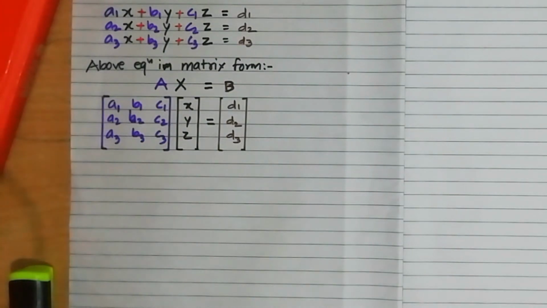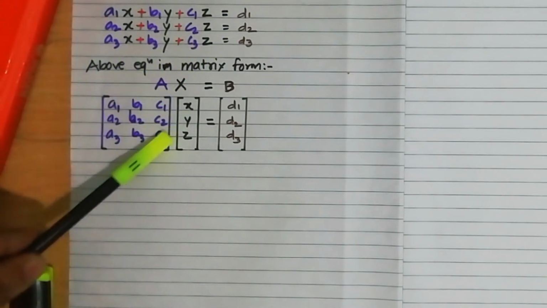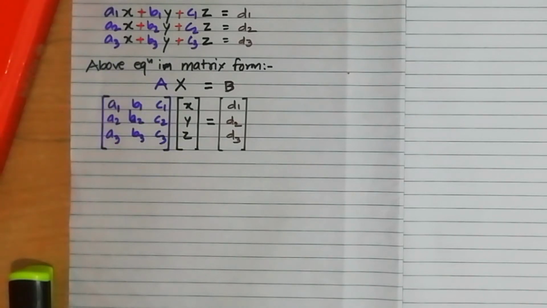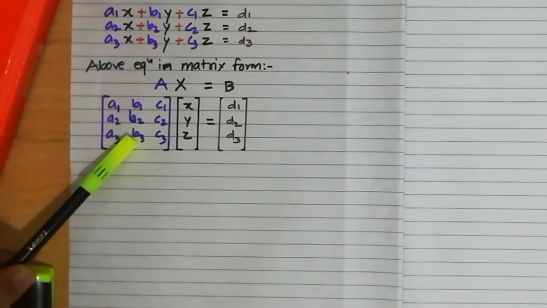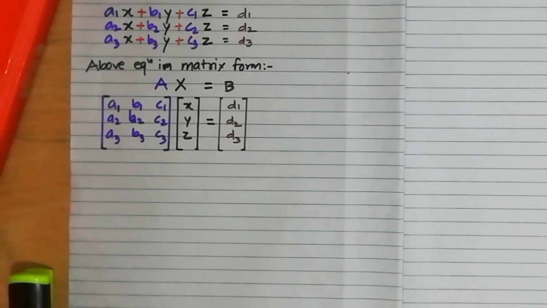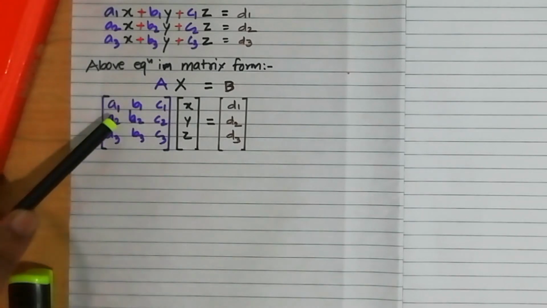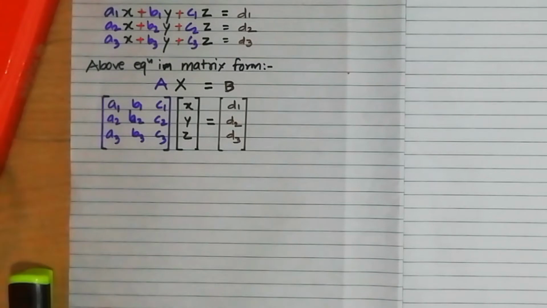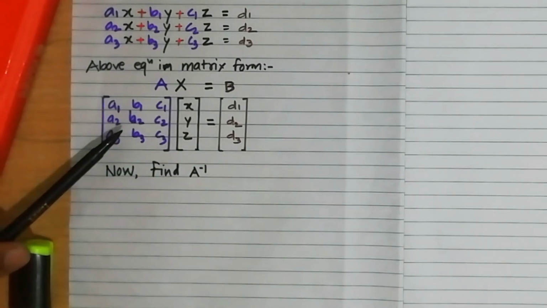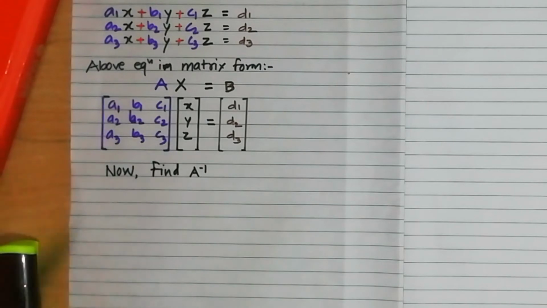Now the method of inversion says if these three equations have some sort of solution, meaning there are some values of x, y and z which satisfy all these three equations, then this matrix A must be non-singular, meaning its determinant is non-zero. And if the determinant of this matrix A is non-zero, then obviously its inverse exists. So we are going to find the inverse of this matrix A. Okay, so in the next step, by considering this matrix as A, find its A inverse.